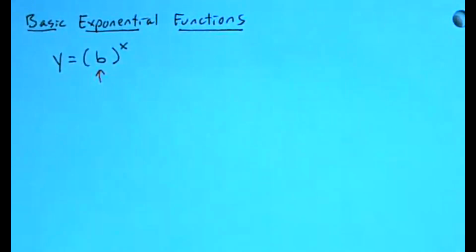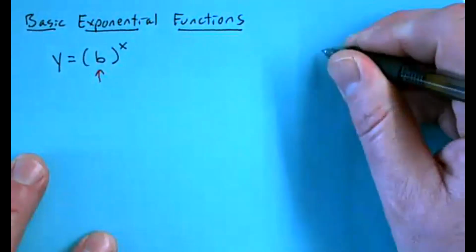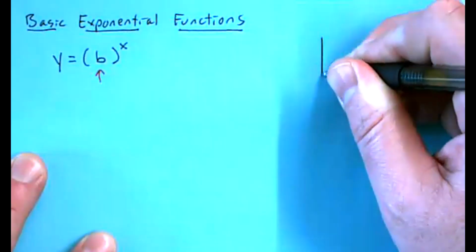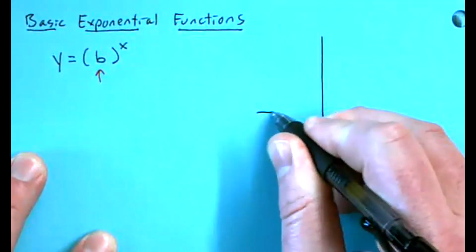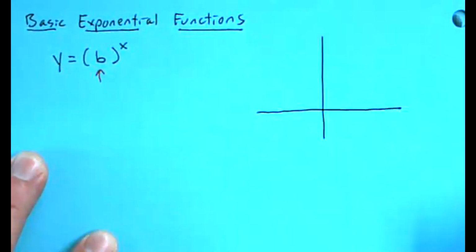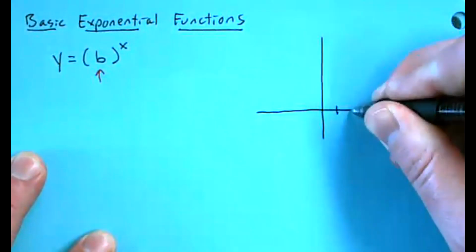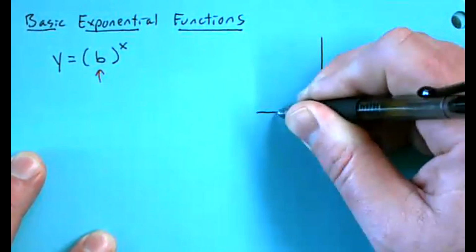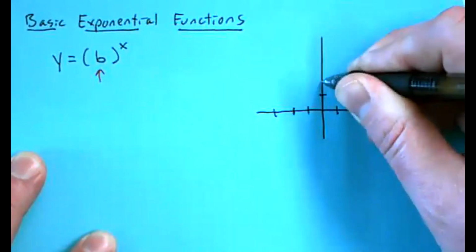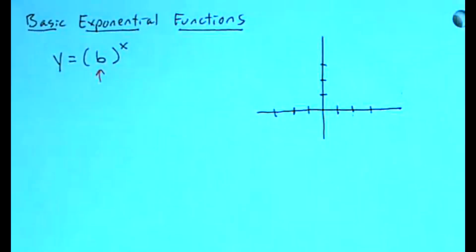And I want to sketch this situation. Now, I don't have graph paper here, but that's okay. I can draw some relatively straight lines. And I'm just going to put a few tick marks. 1, 2, 3, 1, 2, 3, 1, 2, 3. And I'd like us to sketch these 3 graphs.